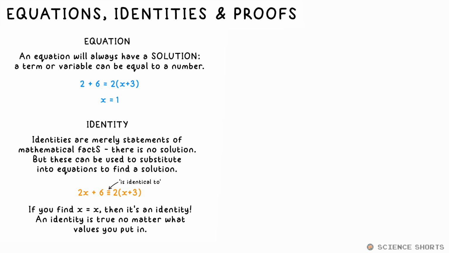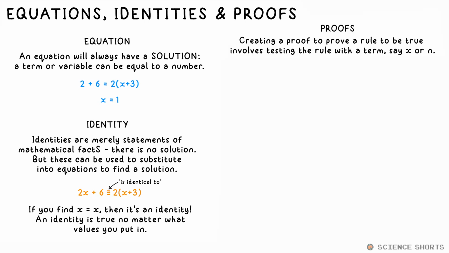There's nothing to solve. In essence, you'll find the x's will always cancel. That proves that it's an identity, not a formula. It also means that if you put any number in x's place, you'll get the same value on both sides. This is why we use the triple equal sign. This means is identical to.